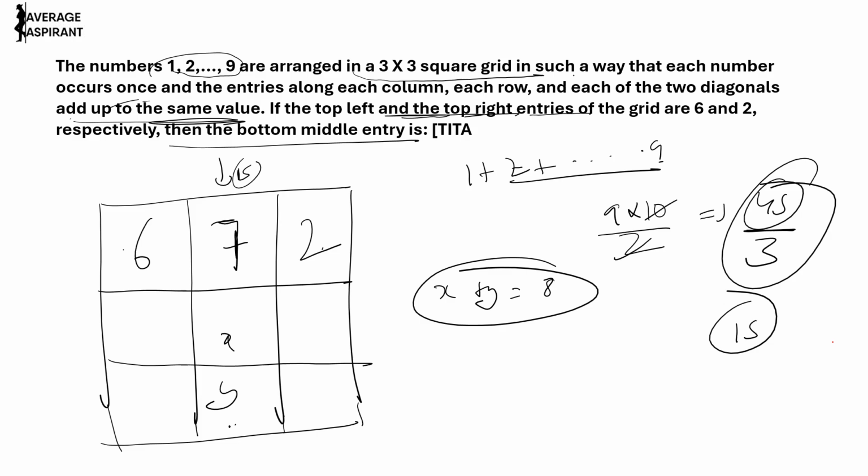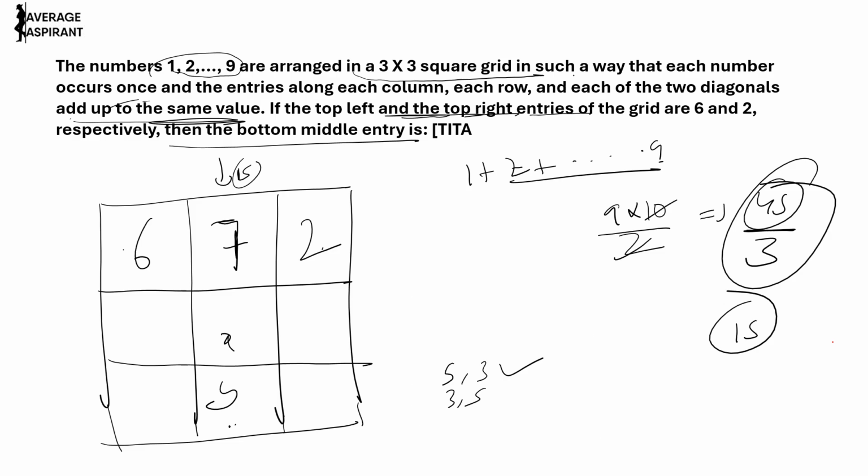So what are the possible combinations to get 8? 4, 4, 5, 3 or 3, 5, 6, 2, 2, 6, 7, 1, 1, 7. These are the only possible combinations, right? 4, 4 cannot be the case because each number is only used once. 5, 3 can be. 3, 5 can be. 2, 6 cannot be because they are already used. 1, 7 cannot be because 7 is already used. So x and y can be either 5, 3 or 3, 5.